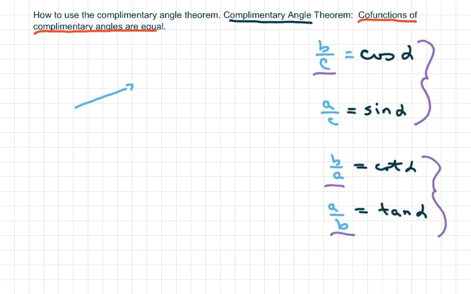And the same thing with cosecant. Cosecant of beta is c over b, which is secant of alpha. And secant of beta, you just flip these, you get c over a, which equals cosecant of alpha. So these are cofunctions because these two values are the same. So let's look at some examples real quick.